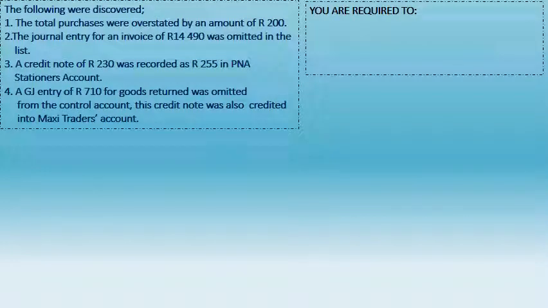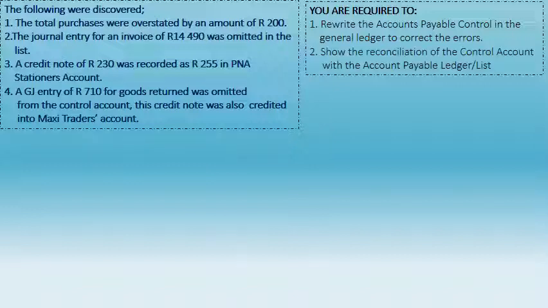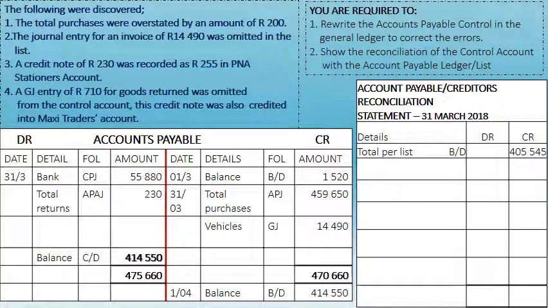You are required to rewrite the accounts payable control in the general ledger to correct the error and to show the reconciliation of the control account with the accounts payable ledger or the list. This is an account payable control that must be rewritten in the general ledger. Thereafter, it should be followed by the preparation of the account payable or the creditors' reconciliation statement at the end of the month.